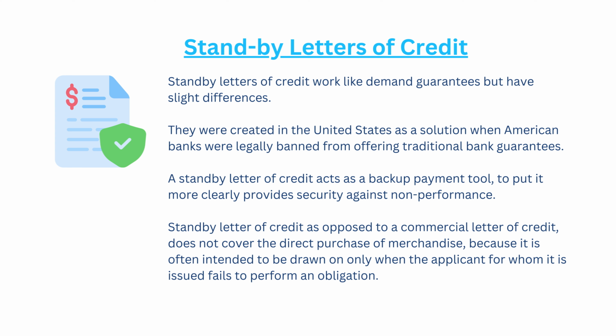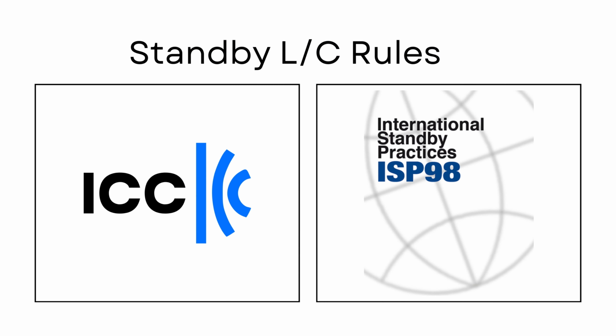Standby letter of credit, as opposed to a commercial letter of credit, does not cover the direct purchase of merchandise, because it is often intended to be drawn on only when the applicant for whom it is issued fails to perform an obligation. One point that needs to be stressed is that standby letters of credit have their own rules, which are called the International Standby Practices 1998, ISP 98. These rules are also published by ICC. However, a standby letter of credit can be issued subject to either the UCP or the ISP.